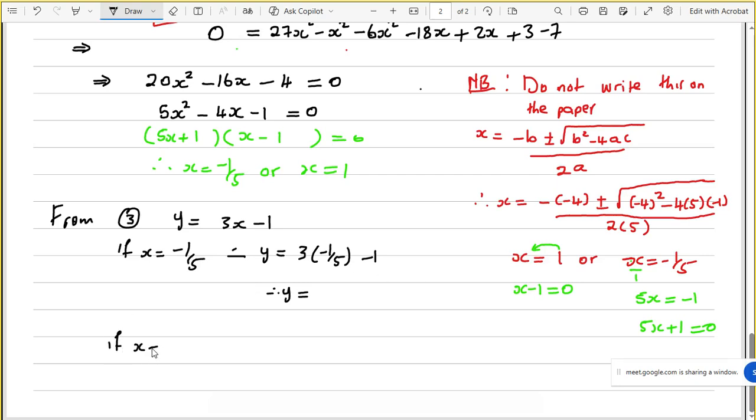And if x is equal to 1, therefore the value of y will be 3 into 1 minus 2. Therefore y is equal to 3 times 1, that's 3, minus 2, that's 1. So y is equal to 3 minus 1, not 2, which gives us an answer of 2. Y is 2, or what is this one? What do you get on your calculator?